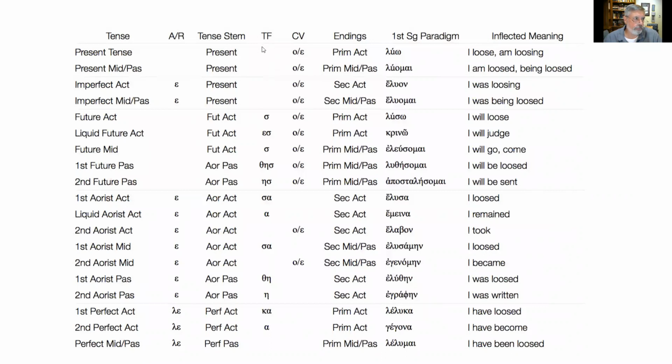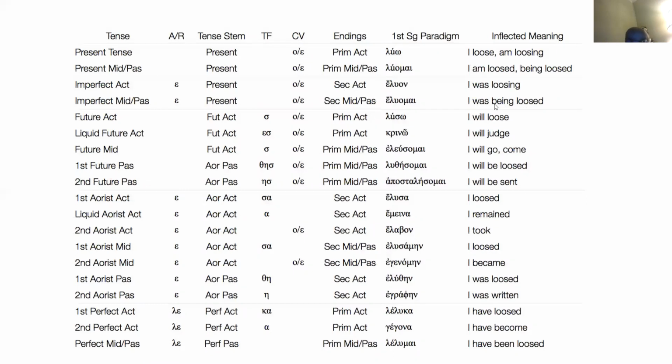The tense formative, which the present doesn't have. The connecting vowel is omicron, epsilon all the time. And then what endings you're going to use off that quad chart, either the primary active ones or the primary middle passive ones, or the secondary active ones or the secondary middle passive ones. And then what the inflected meaning generally would be.